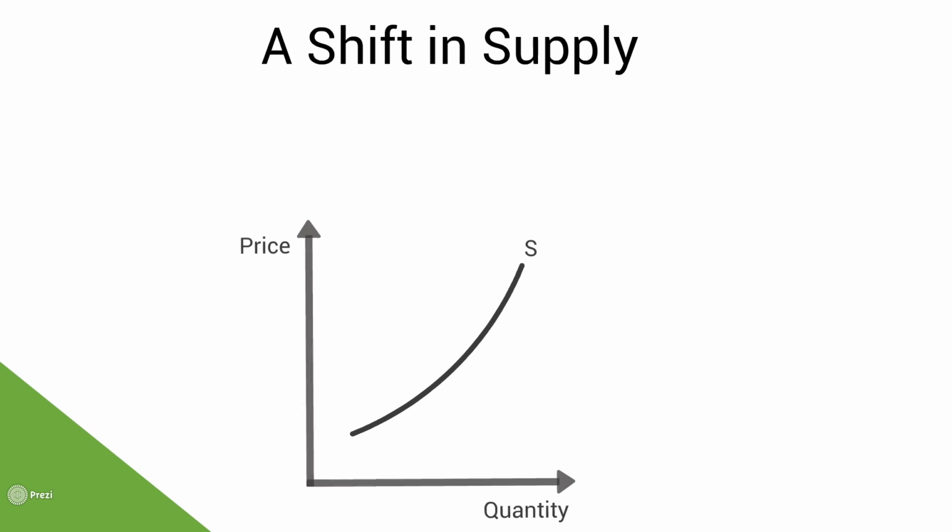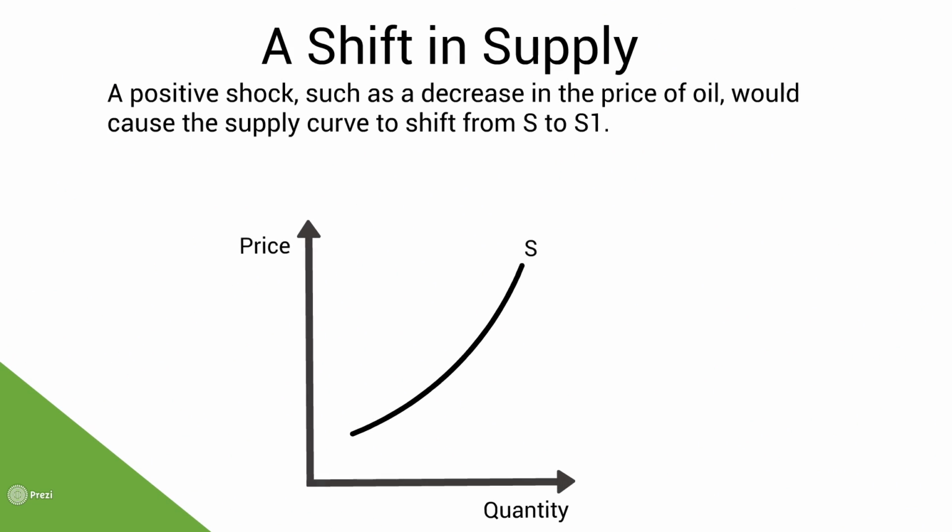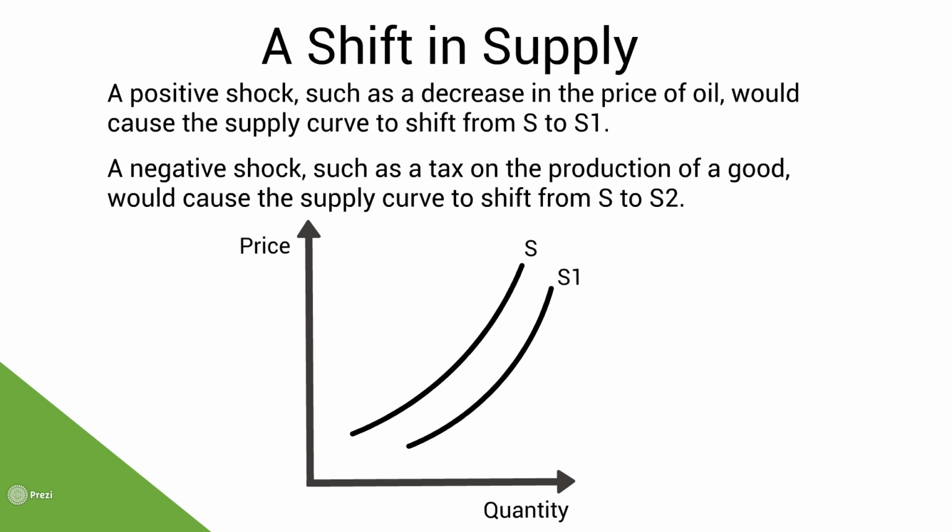Here we have a diagram to show this. A positive shock, such as a decrease in the price of oil, would cause the supply curve to shift outwards from S to S1. And a negative shock, such as a tax on the production of a good, will cause the supply curve to shift inwards, so from S to S2.